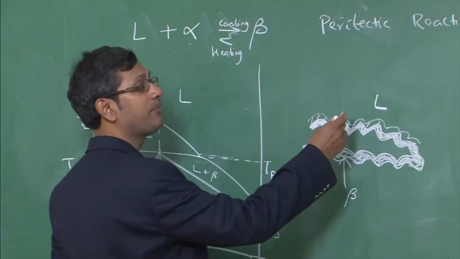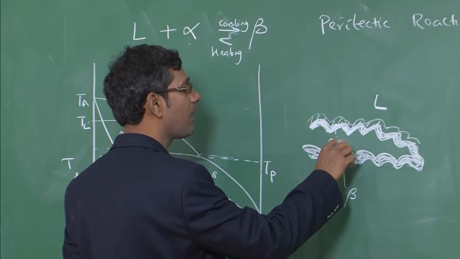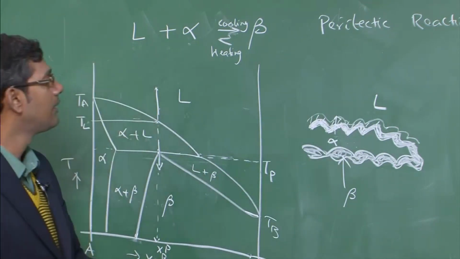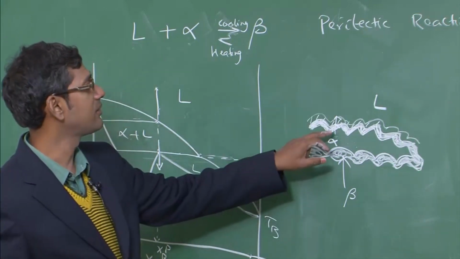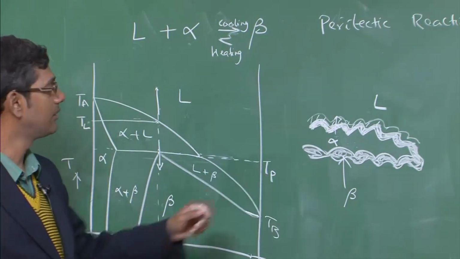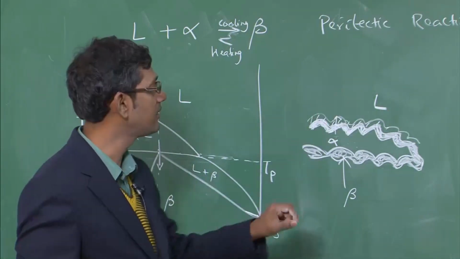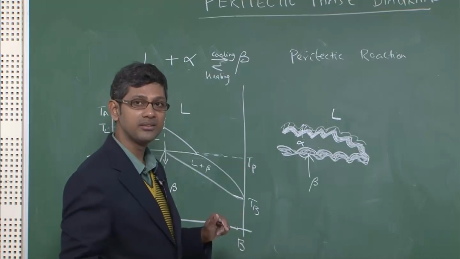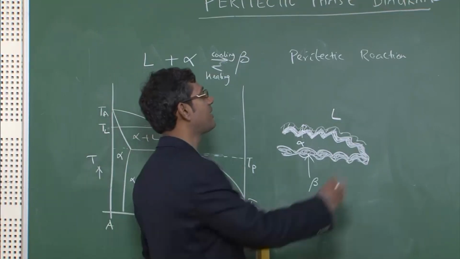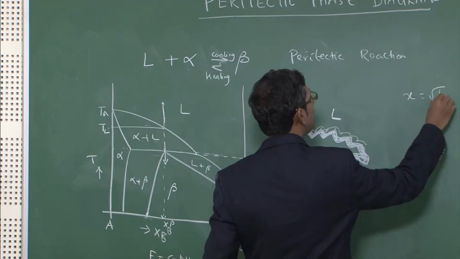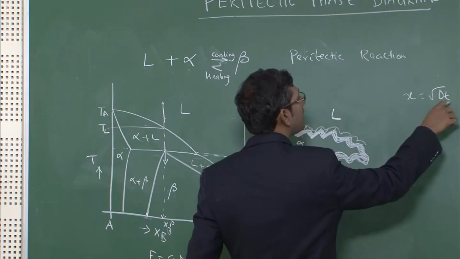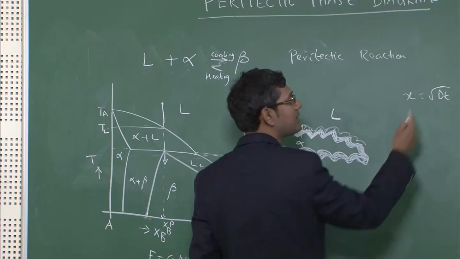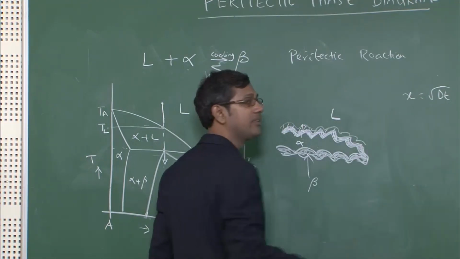So for any further reaction, atoms in the alpha again have to diffuse through this whole layer, come in contact with the liquid, and the diffusion distance each time is increasing. Why? Because thickness of the beta layer is increasing. As the diffusion distance increases, the time required also increases, because in diffusion, you know that distance x is equal to root Dt, where x is the distance, t is the time, and D is the diffusivity. So as you increase x, D remaining constant, time t increases.